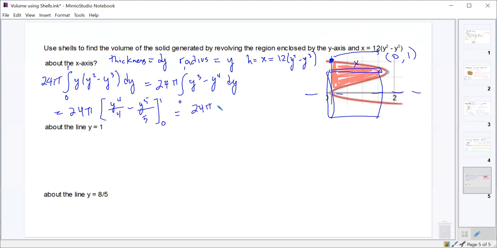And what is a 4th minus a 5th? Should be 5/20ths minus 4/20ths, which would be 1/20th. Which if we divide those each by 4, ought to be 6 pi over 5 units cubed. Good or no?